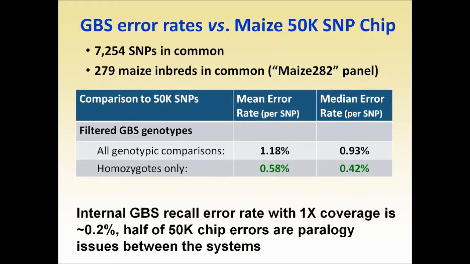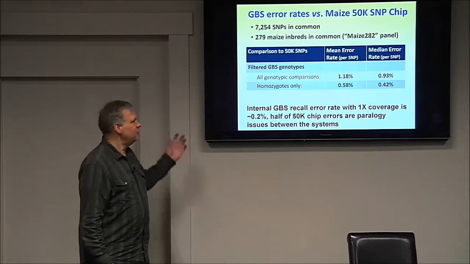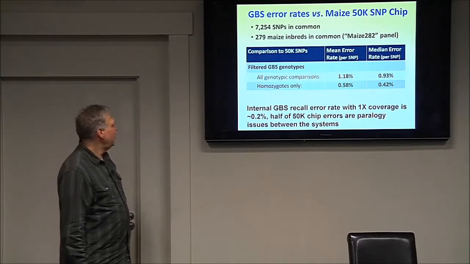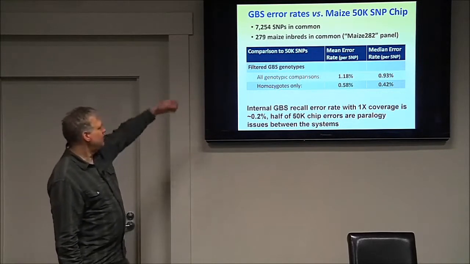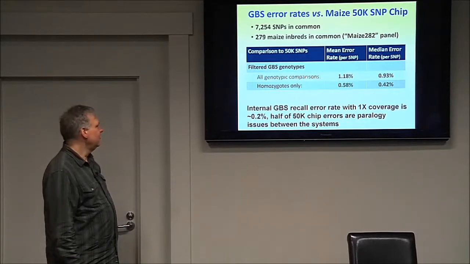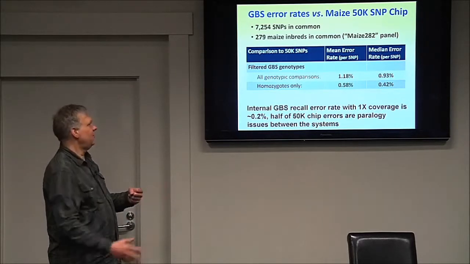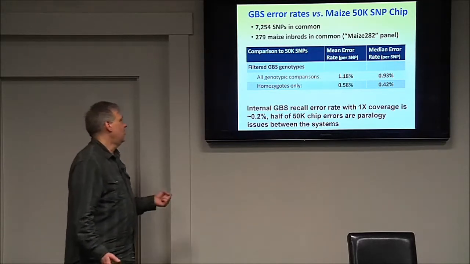So we recognize that and calculate an error rate, and that's really low. That's the internal GBS error rate. So that's like 3 different ways of calculating errors. Ed thinks that maybe half of these 50K chip errors are from paralogy, that they think they're scoring this position on the genome, but they're actually scoring a different one.